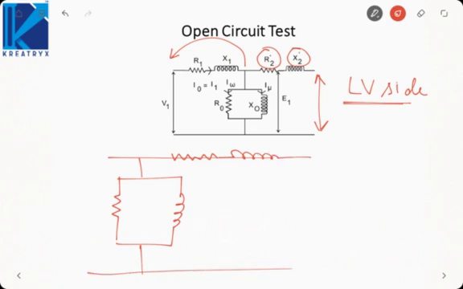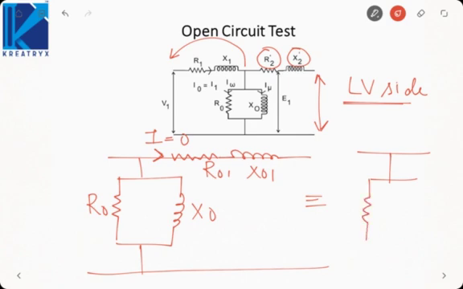something like this. This will be R0, X0, this will be R01, X01, and on the other side it is open circuited. Now since the other side is open circuited, no current will be flowing in this winding. So we can very well neglect this. So this can be drawn something like this. There is no need to consider the series parameters, we can only consider the shunt parameters, since no current is flowing into the series branches.